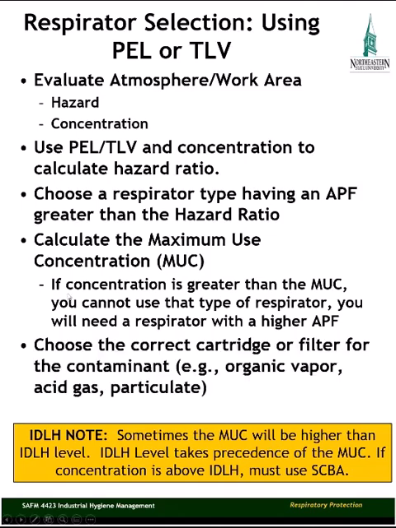Okay, back up to this step-by-step list that we have up here. Once we've got the right type of respirator, if it's an air purifying respirator, we need to choose the correct cartridge or filter for the contaminant. Maybe an organic vapor cartridge, an acid gas cartridge, an ammonia cartridge, or maybe the hazard is a particulate and all you need is a particulate filter. But you need to know what type of contaminant it is. We'll talk more about this, and I'll talk about the different types of cartridges before we're done.